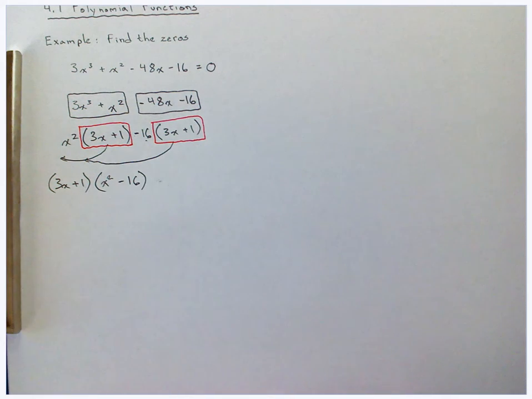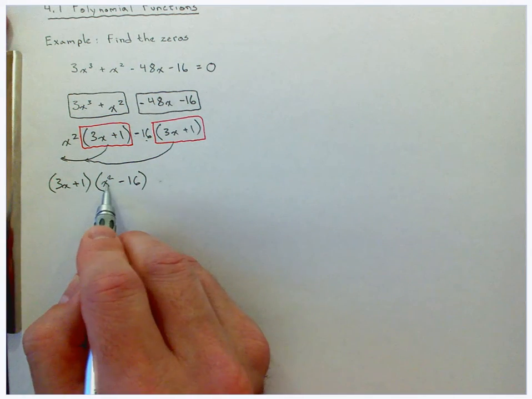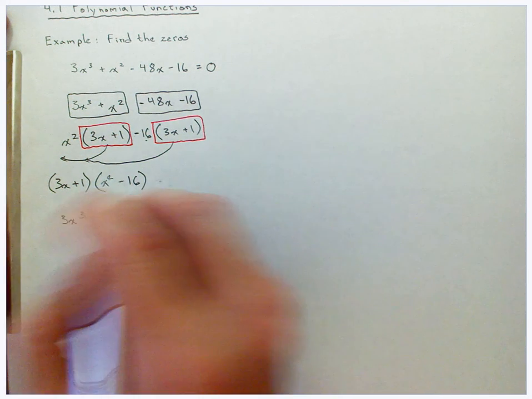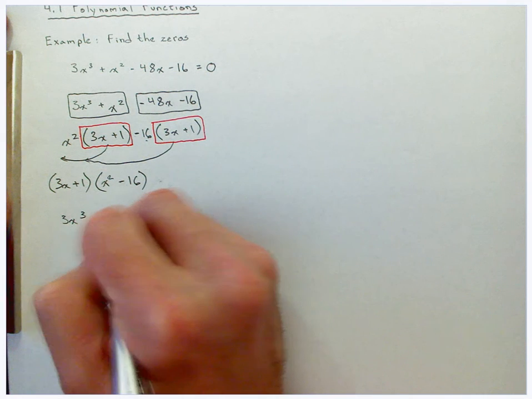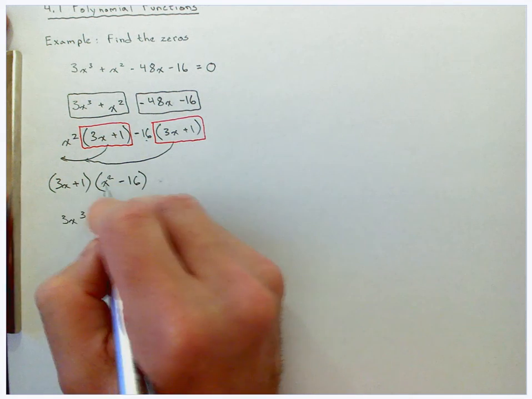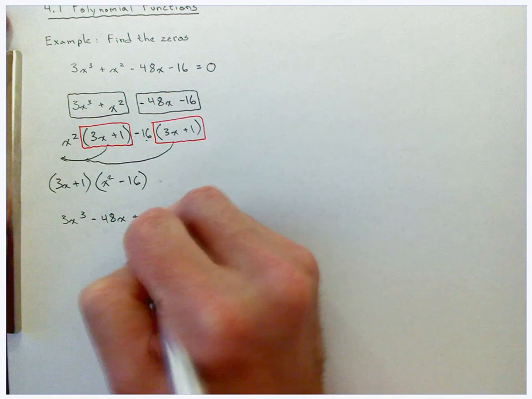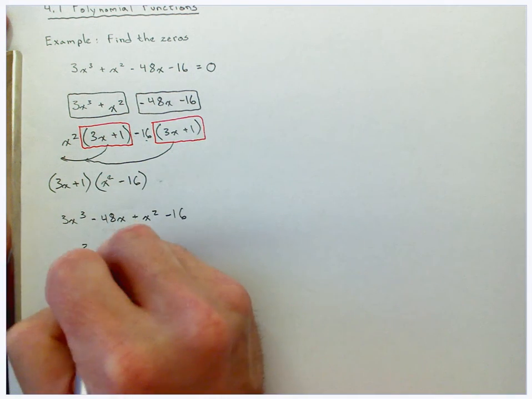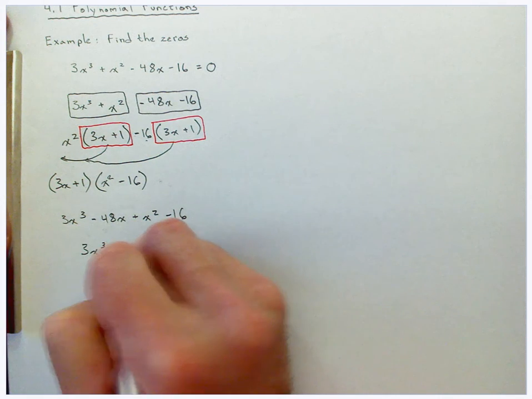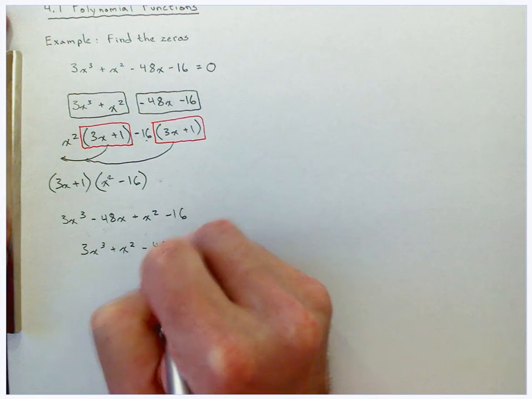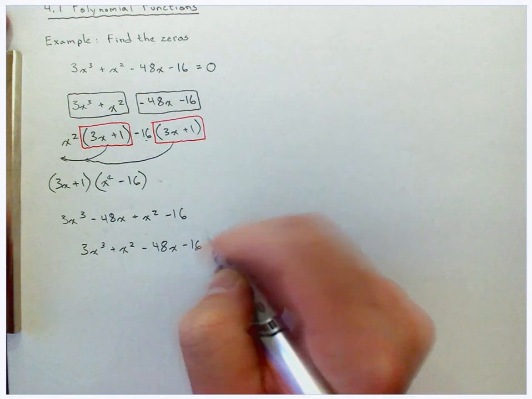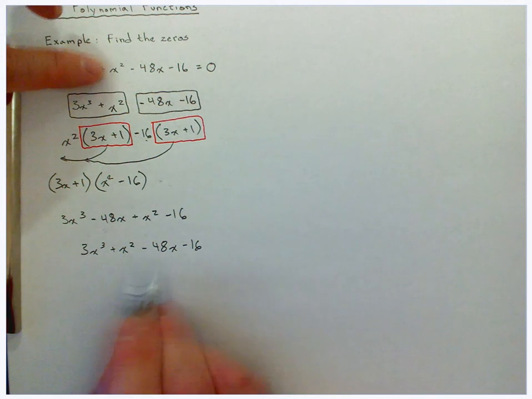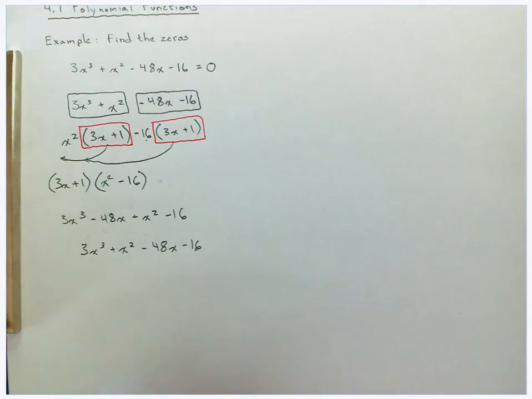We can verify. 3x times x squared is 3x cubed. 3x times a negative 16 is a negative 48x. 1 times x squared is x squared. 1 times a negative 16 is a negative 16. Rewrite in standard form: 3x cubed plus x squared minus 48x minus 16. Same functions.